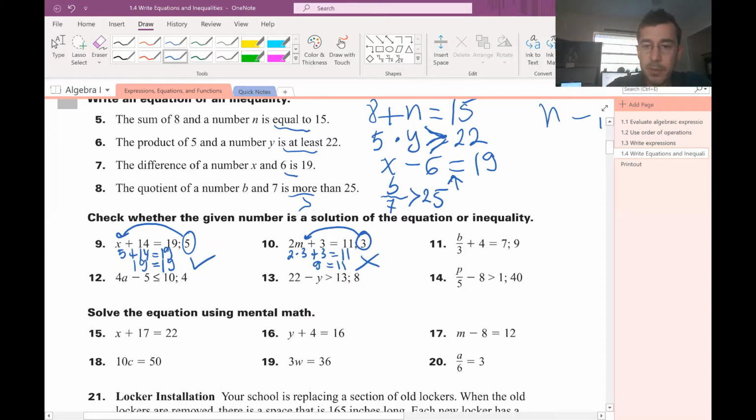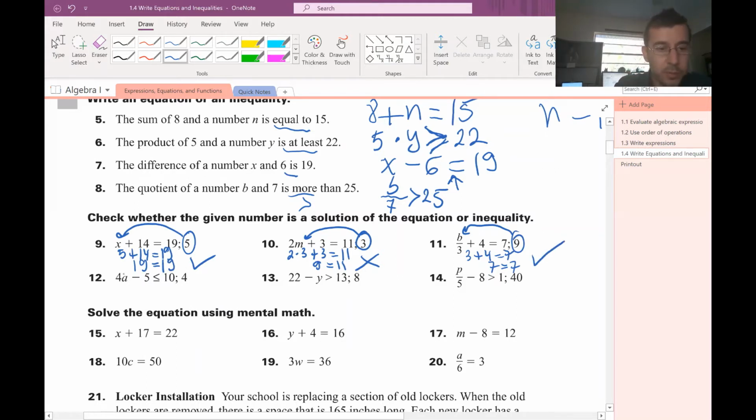11, b over 3 plus 4 equals 7. We substitute 9 for b. This becomes 9 over 3, which is 3. So 3 plus 4 equals 7, yes, because 7 equals 7. So yes. Number 12, 4a minus 5 is less than or equal to 10.